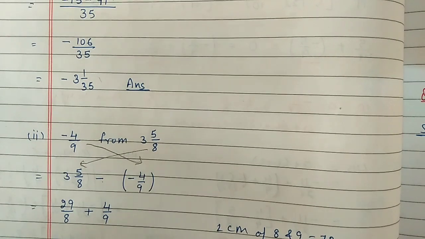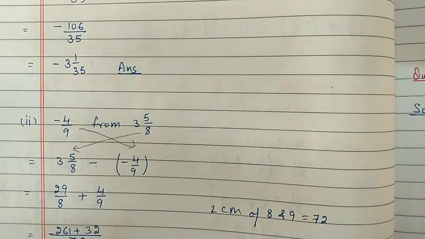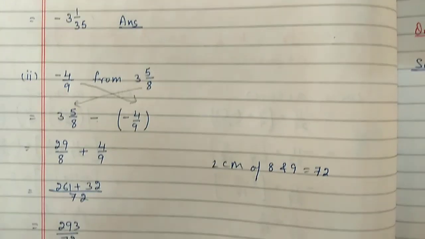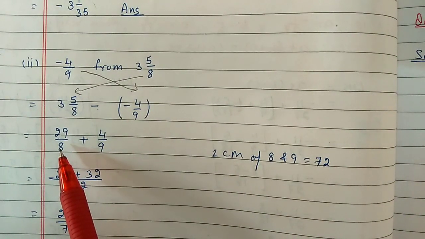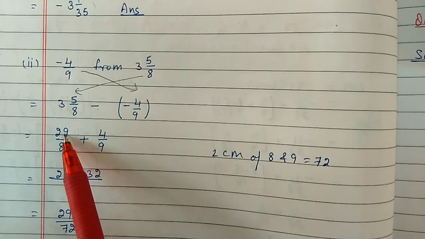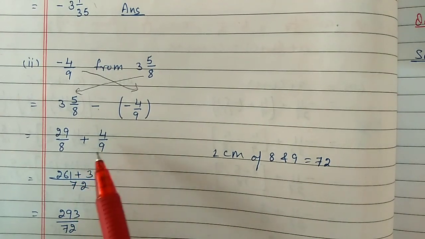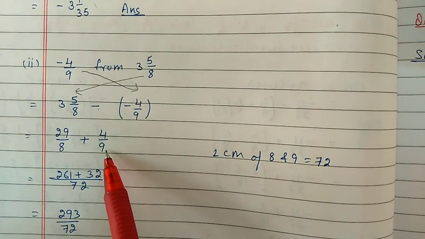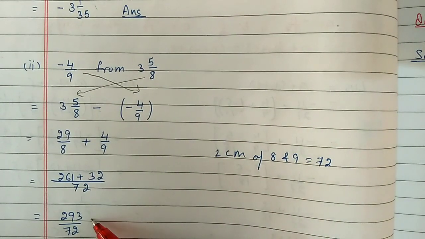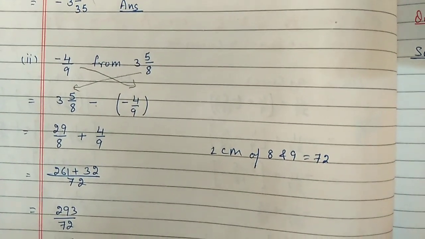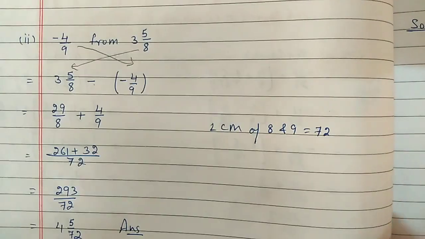Again denominator is different. Take the LCM of 8 and 9, that is 72. Then 72, in 8 table 72 is coming 9 times. Multiply it with 29, 261. In 9 table 72 is coming 8 times. Multiply with 4. So 297 by 72. Convert into mixed fraction.